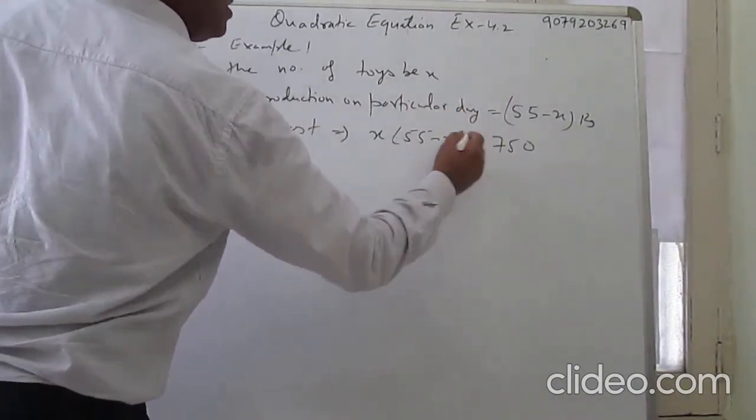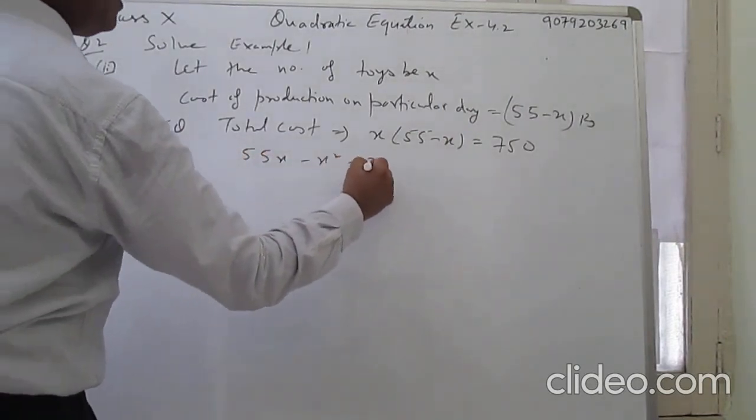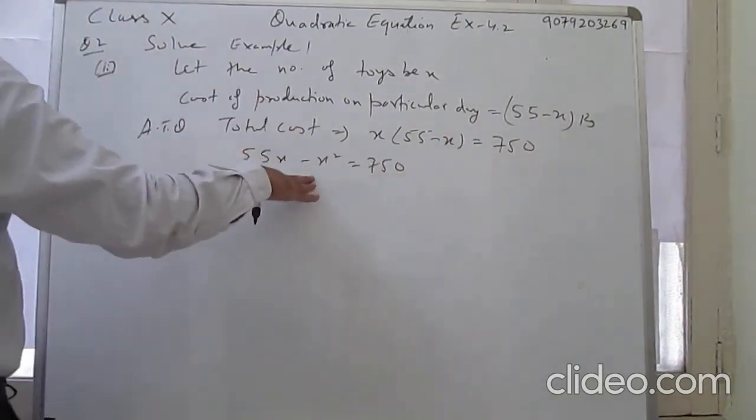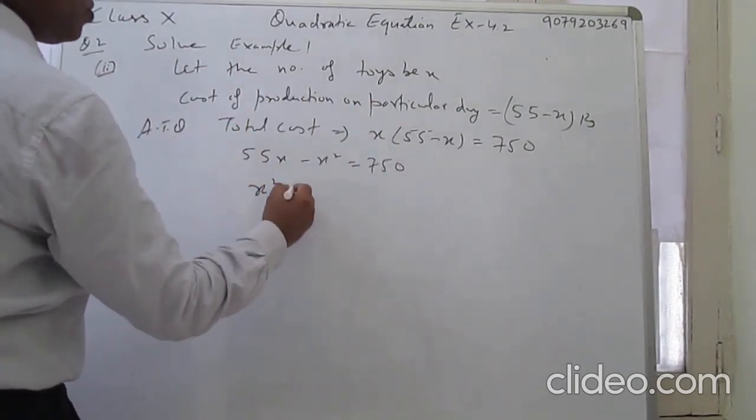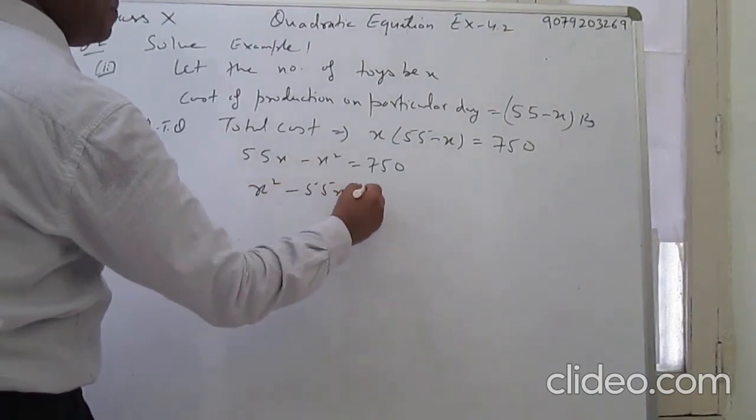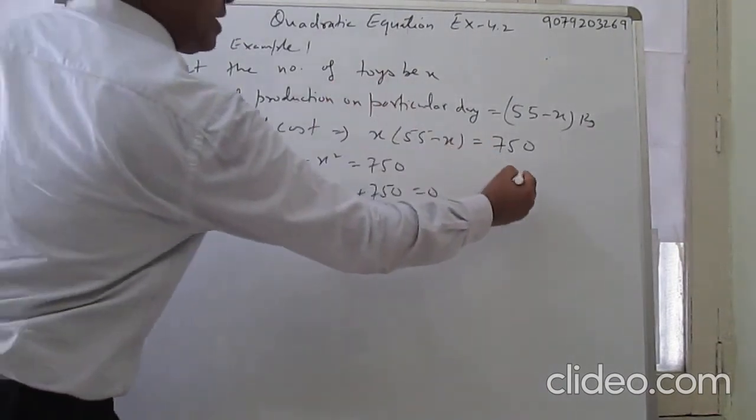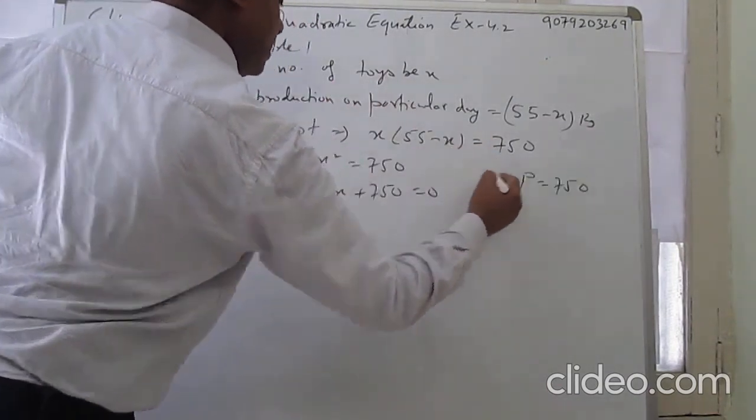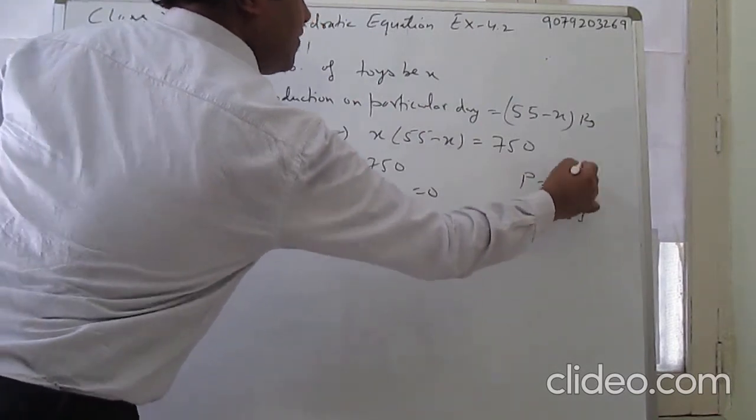Now solve this, multiply this, it is 55x minus x square is equal to 750. Take all these two terms on right hand side, so it becomes x square minus 55x plus 750 is equal to 0. So what is the product here? 750. And what is the middle term? Minus 55. What is the factor of this?